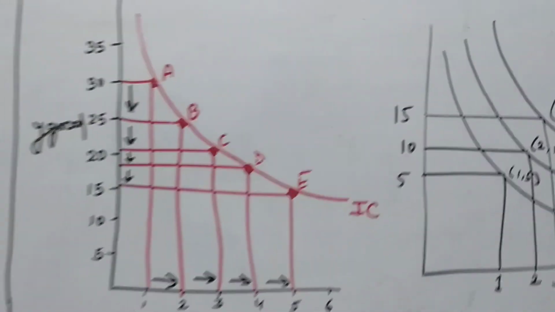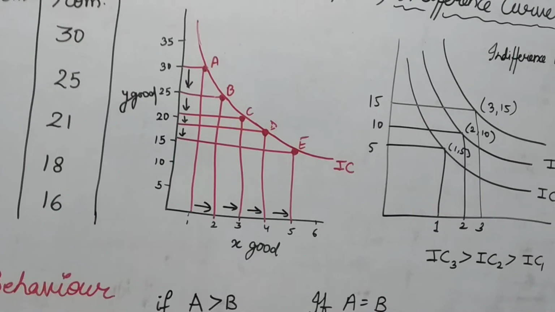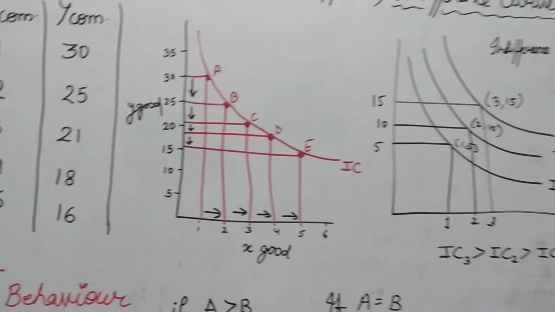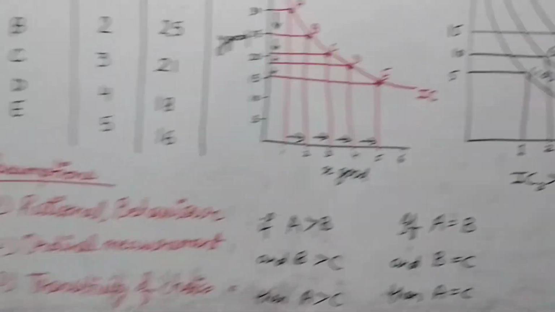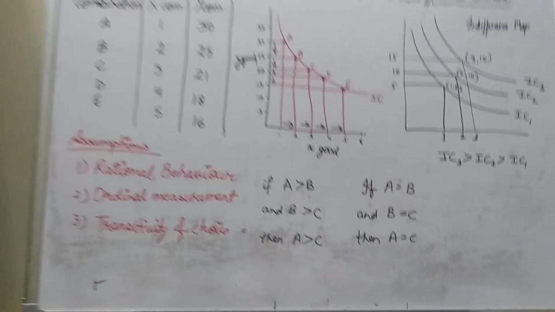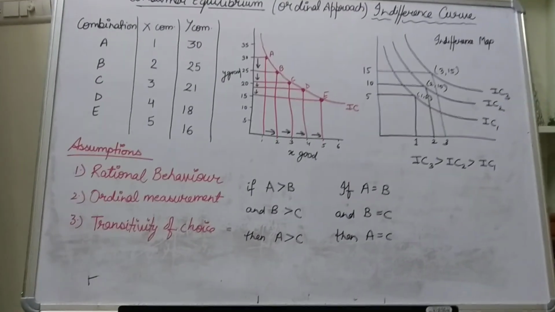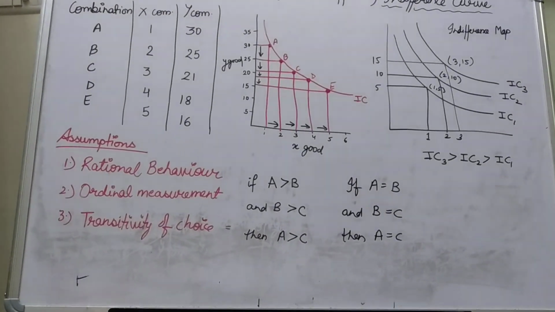Clear? So what is an indifference curve? An indifference curve shows the combinations of two commodities which give him equal satisfaction. And these are the assumptions of the indifference curve. Please see it again, and whatever doubts you have, please ask me in the live class.